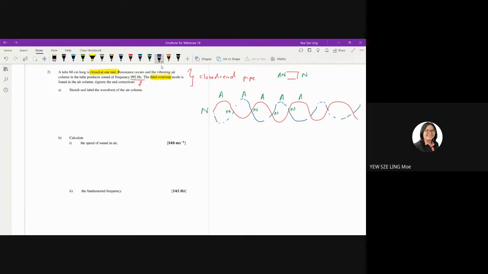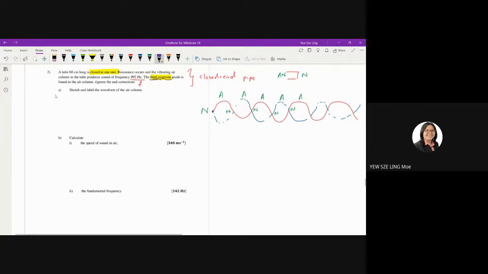Let's say I want to start from nodes, and according to the question, I need the third overtone, which means I need 3 antinodes. Actually it should be 4, because don't forget the fundamental frequency, which is the first harmonic. For a closed-end air column, you have only odd-numbered harmonics. So for the third overtone, it actually goes up to the 7th harmonic.